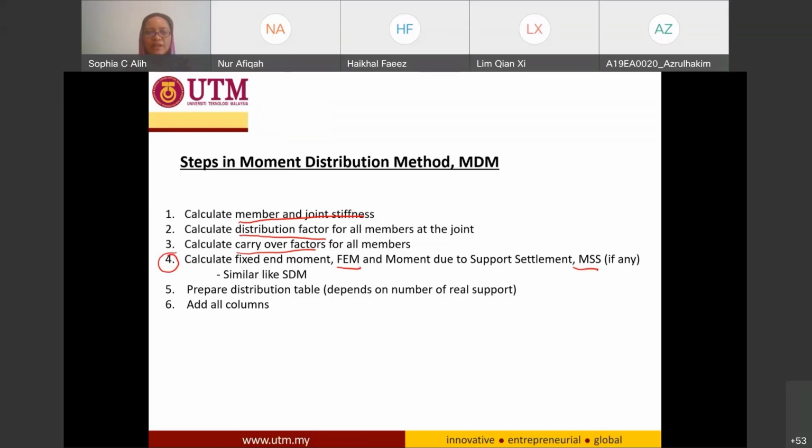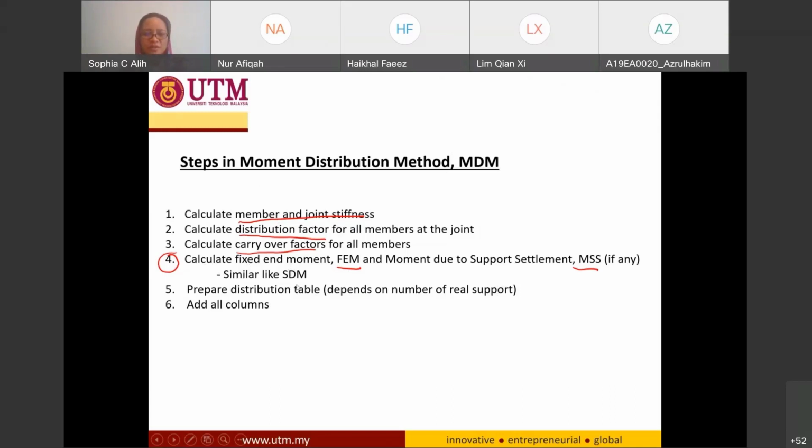And after you have completed these 4 steps, you have to prepare a distribution table. This distribution table depends on the number of real supports. So if you have 4 supports, your main column is going to be 4, and if you have 3 supports, then your main column will be 3. And after that, you just have to add all the numbers in the column. So anytime you are doing the moment distribution method, go back to this slide in order to remind yourself what you have to do.